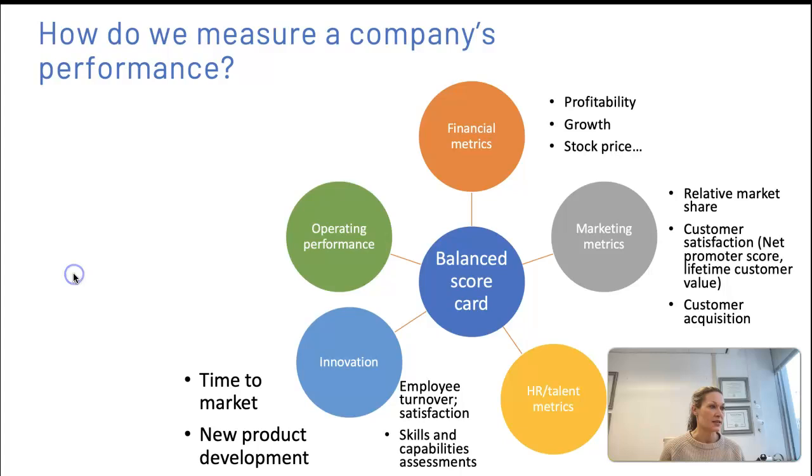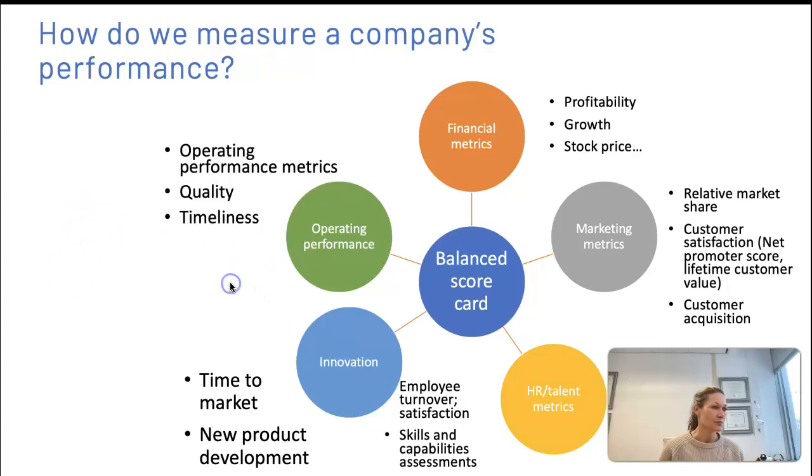Then 2 buckets that are sometimes presented separately, sometimes together. Innovation, where you can measure things such as time to market, new product development, how many products have you created. Depending on the industry, you can look at things like patents as well in this bucket. And then operating performance. You can look at a variety of different performance metrics, quality metrics from the Lean Six Sigma process, like number of errors, timeliness in providing a good or service, and there's a lot of other things that, again, will vary a little bit by the industry.